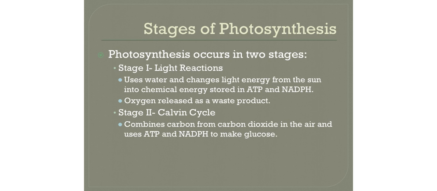Stage 2 is also known as the Calvin cycle. Bear in mind, cycle means that it repeats itself and repeats itself. As long as we have the proper stuff, it will continue to go on. Stage 2 happens right after stage 1, and it takes the products from stage 1 and uses them along with carbon dioxide to make glucose. So there's a lot of stuff going on here.